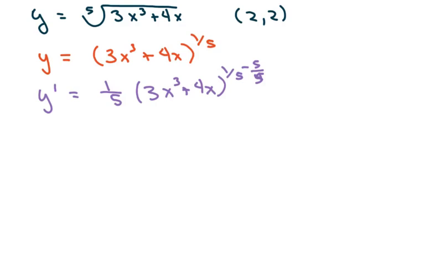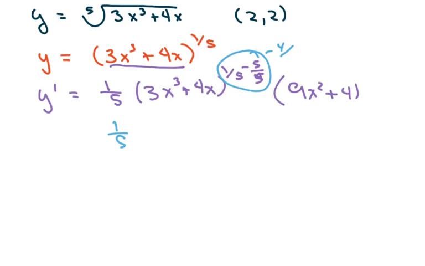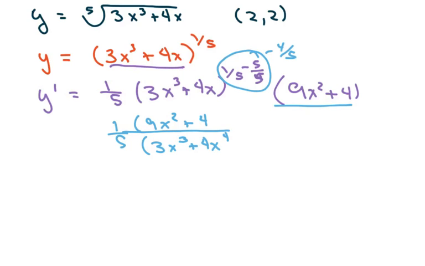I was thinking 4/5. Then you take the derivative of the inner function, which is going to be 9x squared plus 4. And we're going to do the same thing. This is going to be 1/5. This equals negative 4/5. So we're going to put it in the denominator. We're going to put this in the numerator. And this is going to be 3x cubed plus 4x to the 4/5.